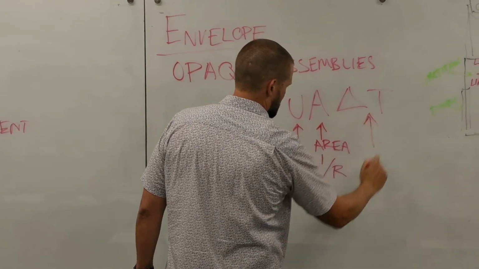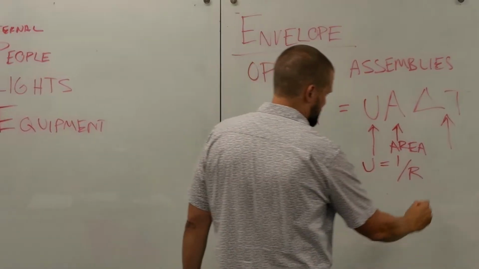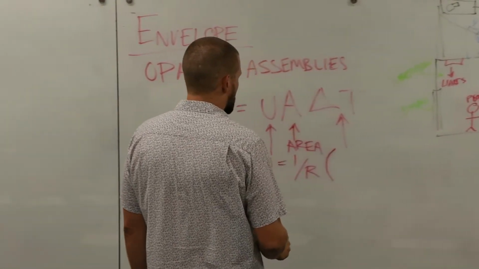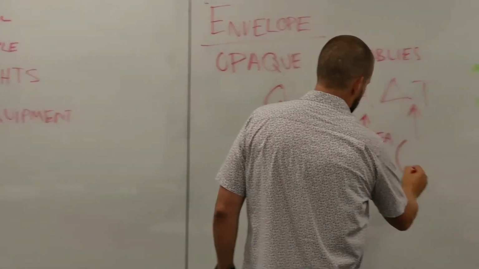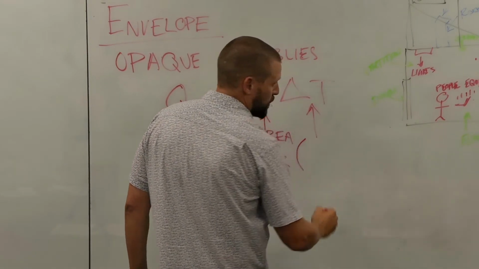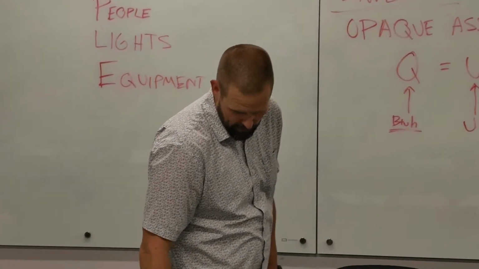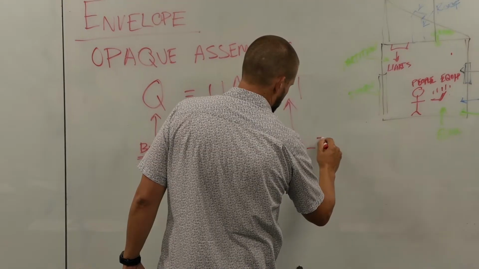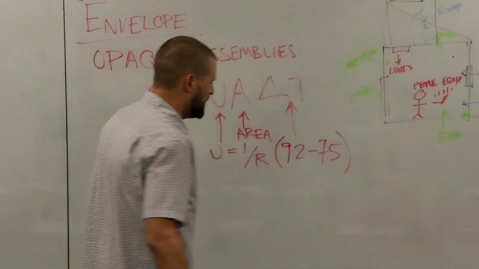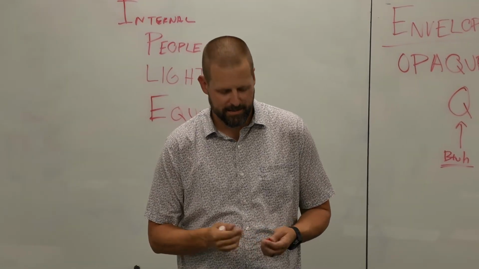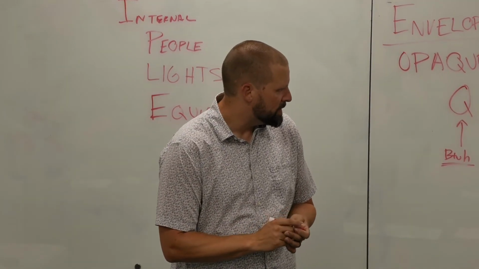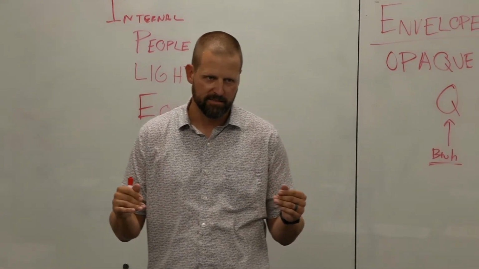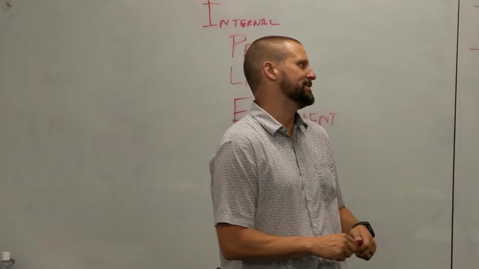And delta T is the difference between the outside and the inside. So for LA, if we're using, we said it was 92? Minus 75. If our set point is 75. Typically, 75 is kind of the standard setting for air conditioning in our calcs.